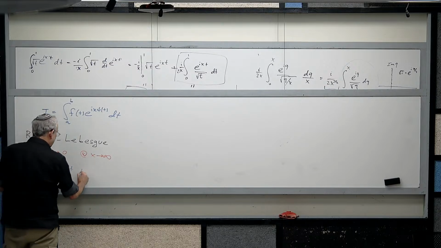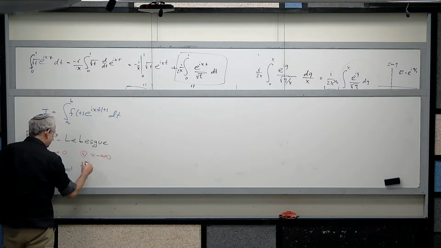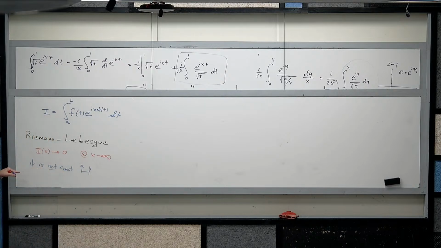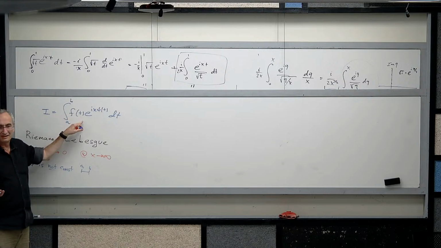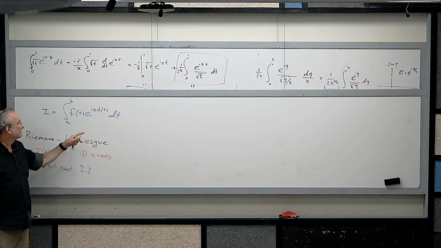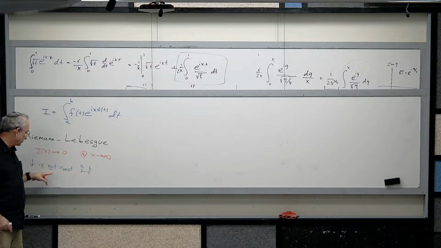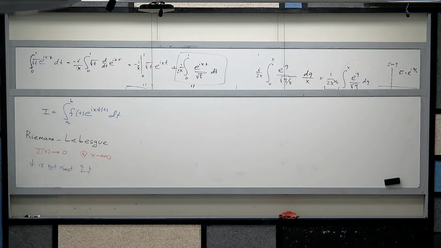In any finite interval between A and B. Because you see, if psi is a constant, then it's just something that I can take out, and I end up with an integral, at least in some region. And the fact that x goes to infinity makes no difference. You see? So psi is not a constant.